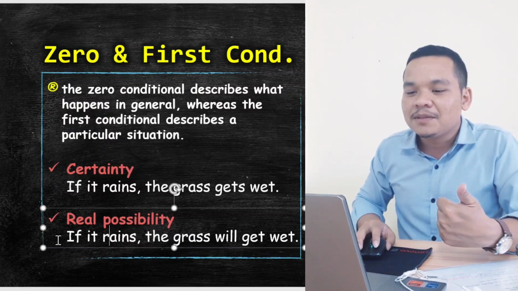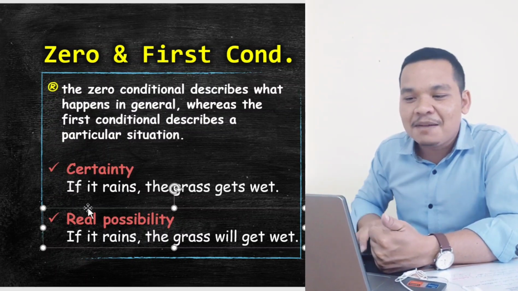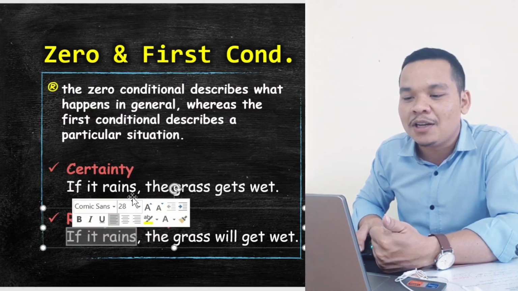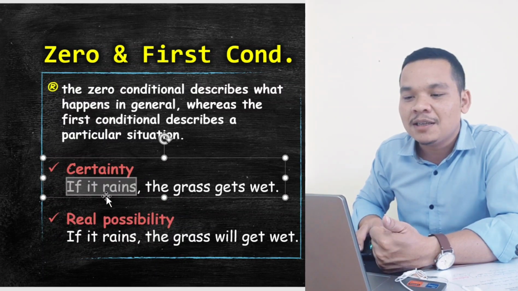If it rains, we use present simple form with the if clause, then zero conditional, then first conditional.